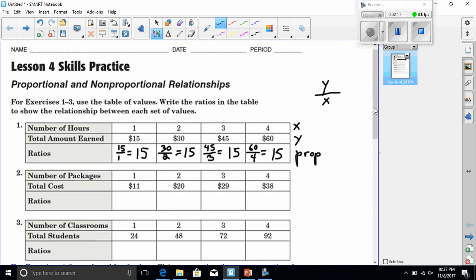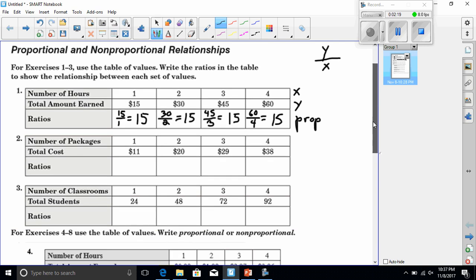Let's go to number 2 and see how that works out. Once again, we're going to use y over x. That's going to be 11 over 1. Anything over 1 is itself, so our answer is 11. The second, we have 20 over 2, and 20 can be divided by 2 to give us a nice even 10.